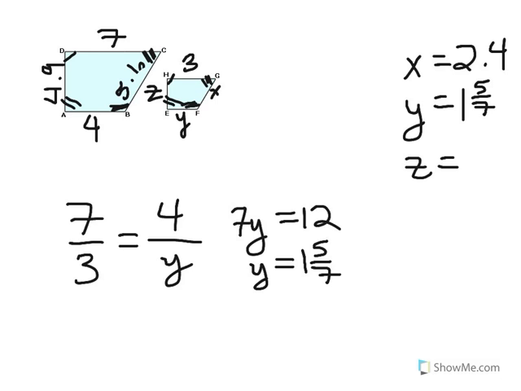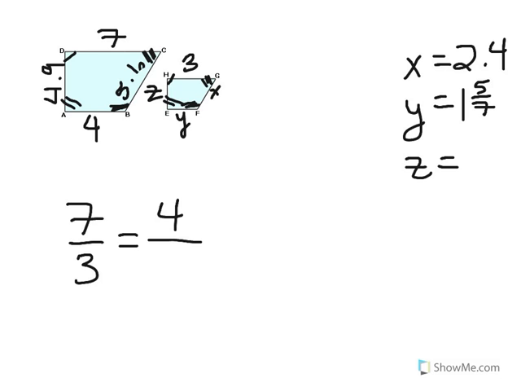Divide both sides by 7, you get 12/7, and 12/7 can be converted to a mixed number as 1 and 5/7. One last time then, we need to find the value of z. The process remains exactly the same. 7/3 is our scale factor, it's our known ratio. We need to continue to use it.